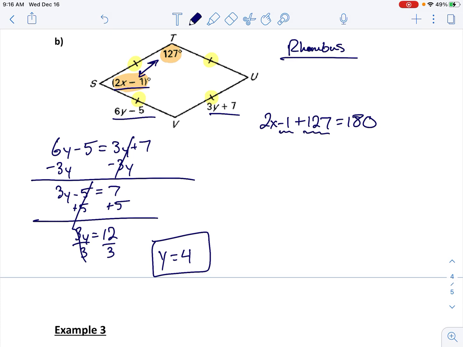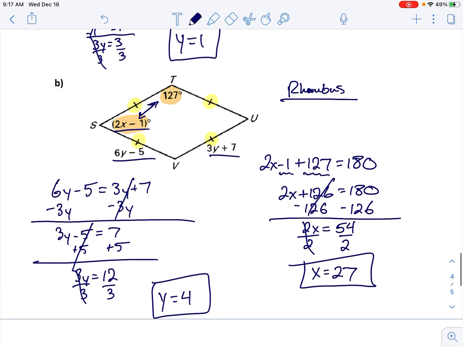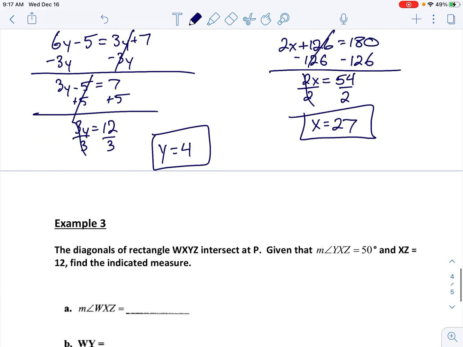So I'm seeing some like terms here, so I'm going to combine them. 2x plus 126 equals 180. Then I'm going to take away 126 from both sides to get 2x equals, what would that be, 54? And then divide by 2, and we get x equals 27. Big x value, but that's okay. So there we go, rhombus, and then we had the x and the y.